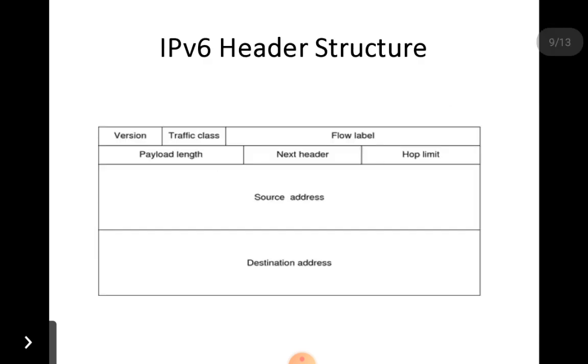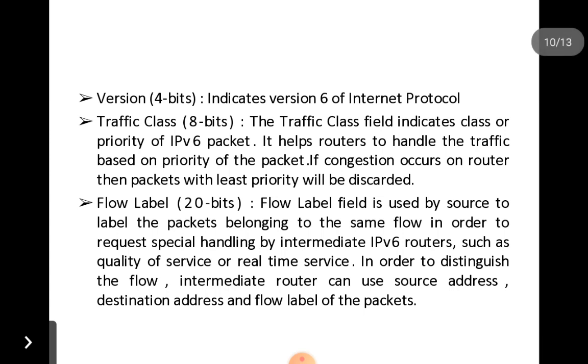this. Now the IPv6 header structure. It consists of the following fields: version of IP, traffic class, flow label, payload length, next header, hop limit, source address and destination address. Now I am going to discuss the different fields belonging to IPv6. First is version. It indicates whether the Internet protocol is 4 or 6. This is 4 bits long.